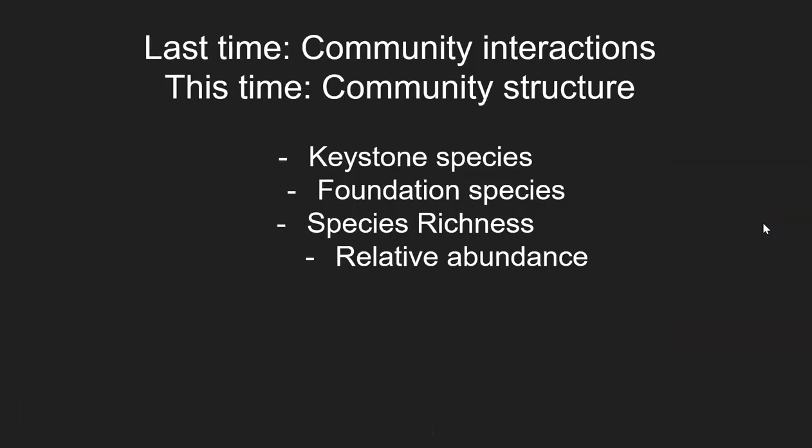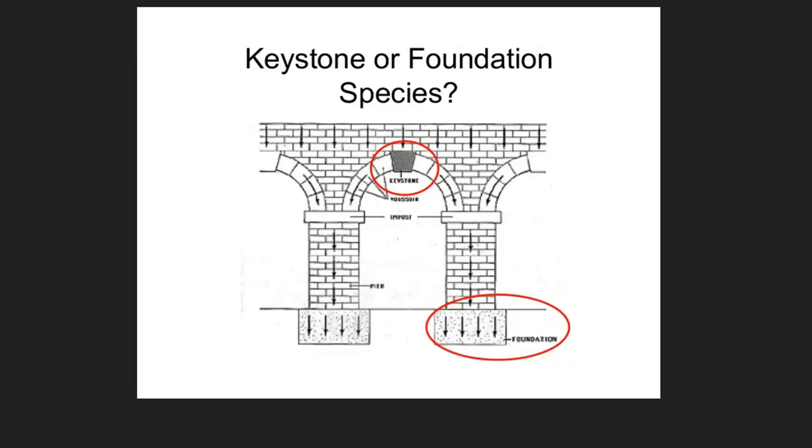So, in the last lecture, we looked at community interactions, or the way that different species could interact with one another, which remember is interspecific interactions. This time, we're going to be looking at structures within the community. So, that's going to be things like keystone species, foundation species, and then we're going to be talking about species richness and relative abundance, which are statistics, but I don't want to scare you away. It's not that big of a deal. And we're going to use spreadsheeting software to do most of that for us. So let's go ahead and get into it.